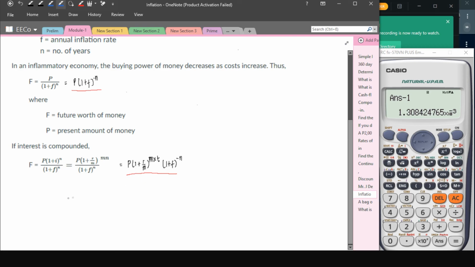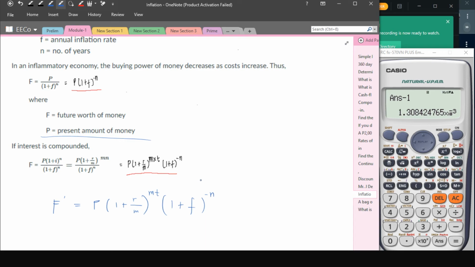Okay? So, yung F mo, prime, is equal to P, yung present amount of the money, multiplied to 1 plus yung rate of interest of your money, divided by M, the compounding interest rate, raised to M times the time that it is given. Consider mo rin yung inflation rate, 1 plus the rate of inflation, which is F, raised to negative N. Ito yan. Yung N mo is positive if that is expenditures, and if that is savings, that is negative.